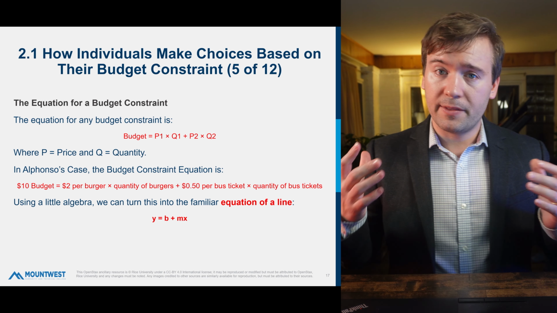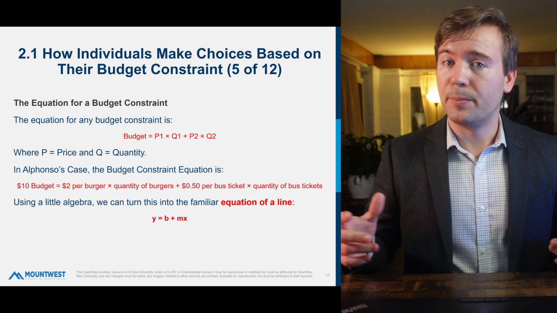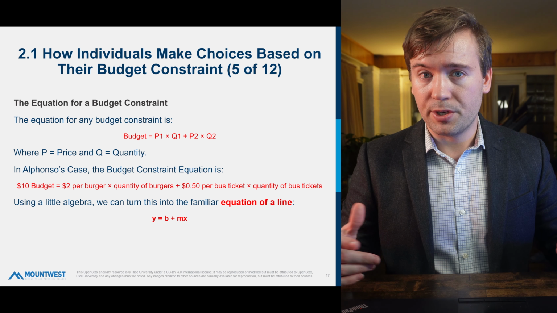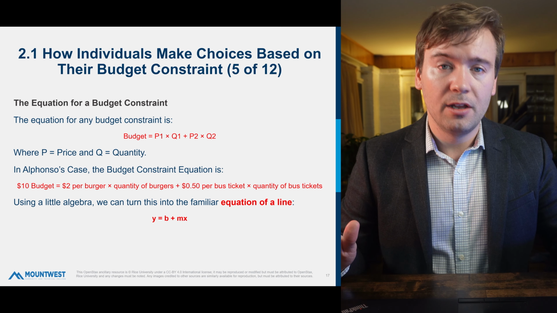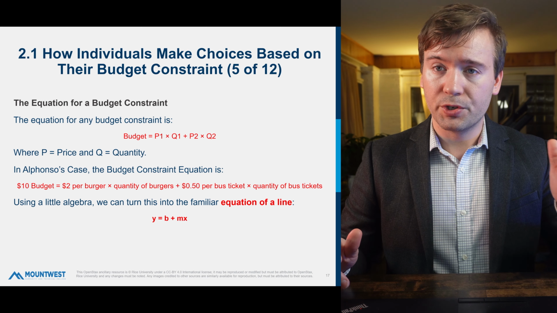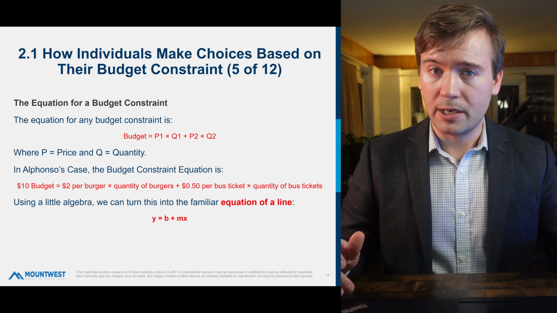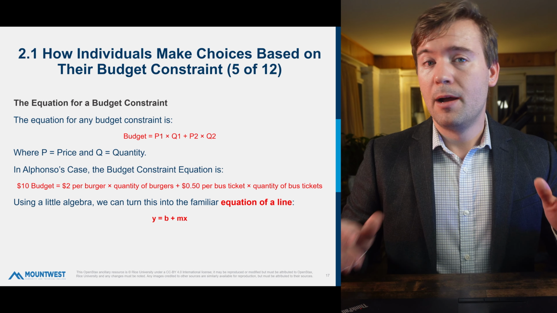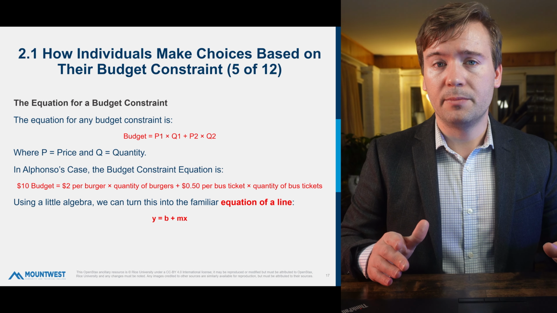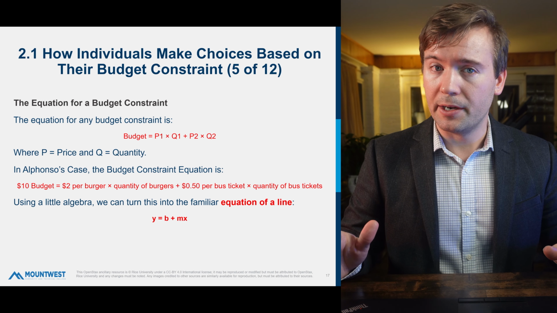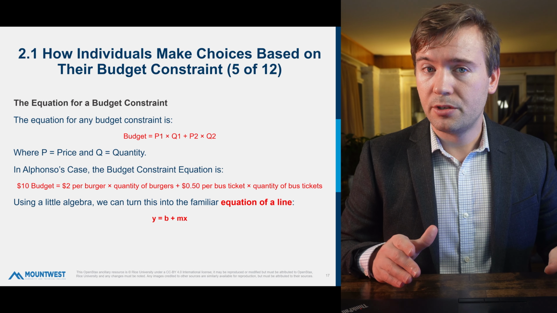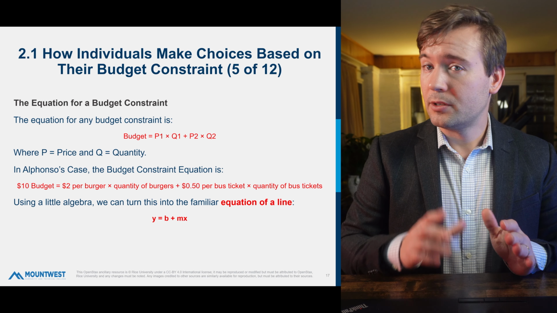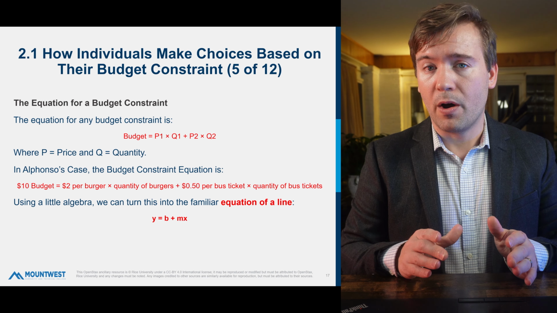Now, I want you to think about the math that happens behind the budget constraint. There is an equation at play here. And the equation for any budget constraint is going to be that the budget equals the price of the first item times the quantity of that item that you want to buy, plus the price of the second item times the quantity of that second item. So in Alfonso's case, the budget constraint is equal to $10 budget equals $2 per burger times the quantity of burgers plus 50 cents per bus ticket times the quantity of bus tickets.